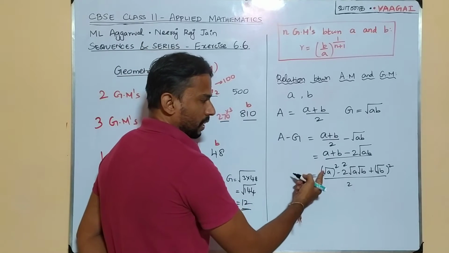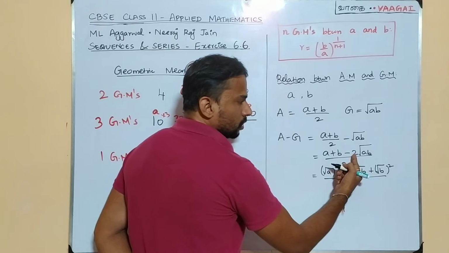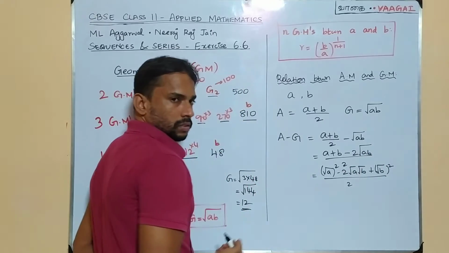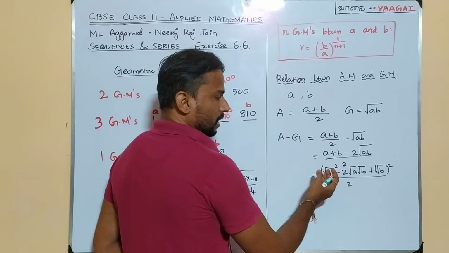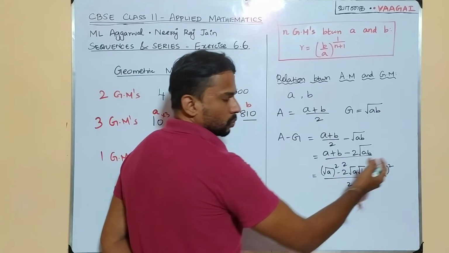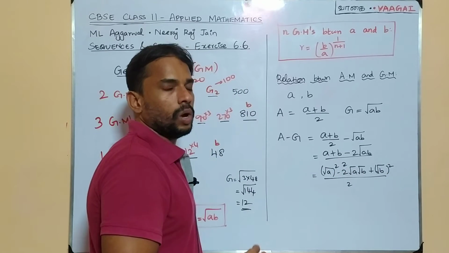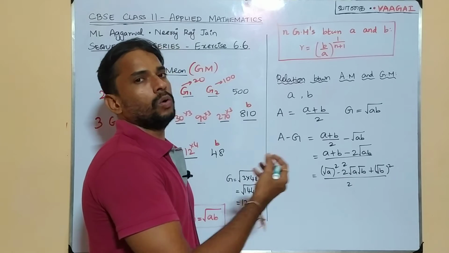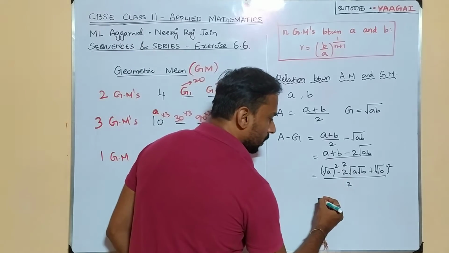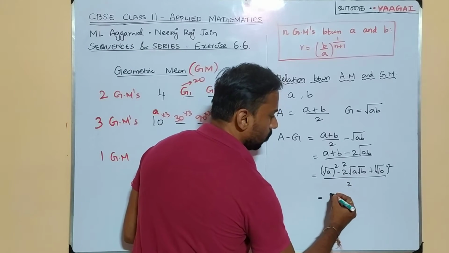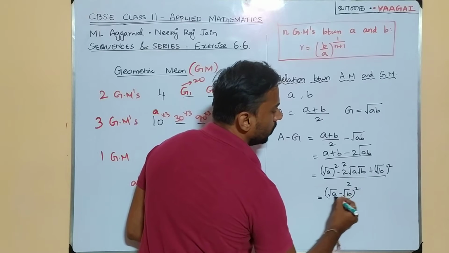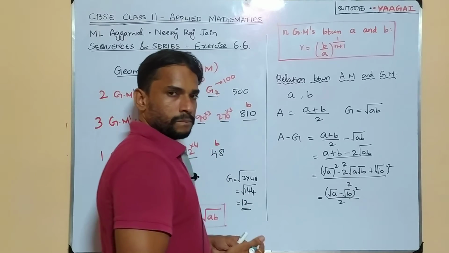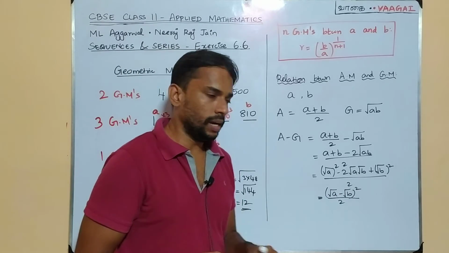So this a I am writing like this, this b I am writing like this, this 2 root ab I am writing like this. Why? Because now I can clearly see this format. This is like a square minus 2ab plus b square, but in the place of a you have root a, and in the place of b you have root b. So this can be written as root a minus root b the whole square, whole divided by 2.